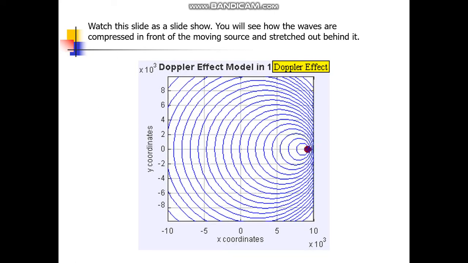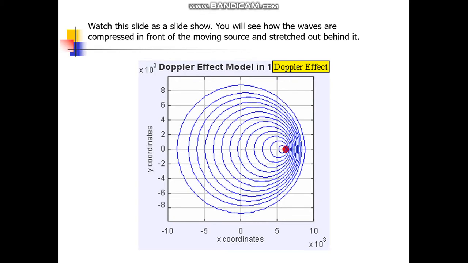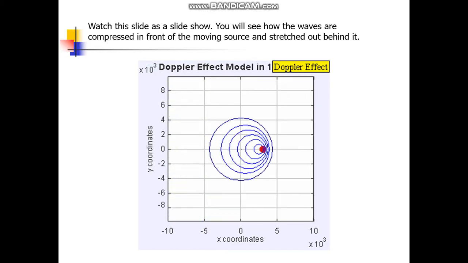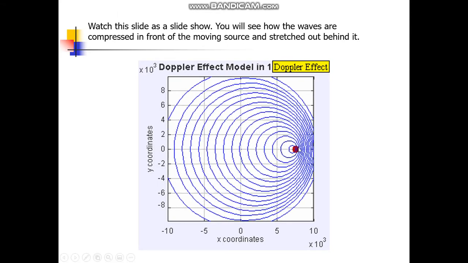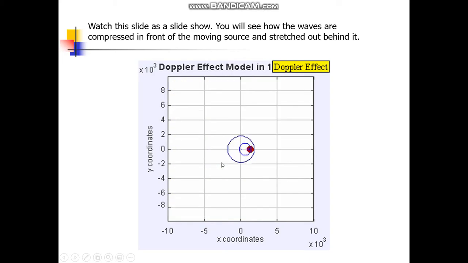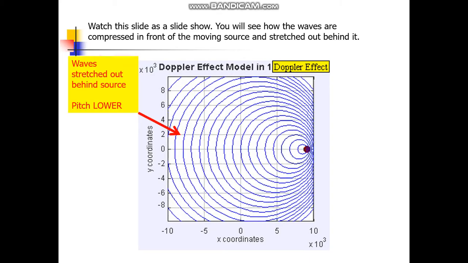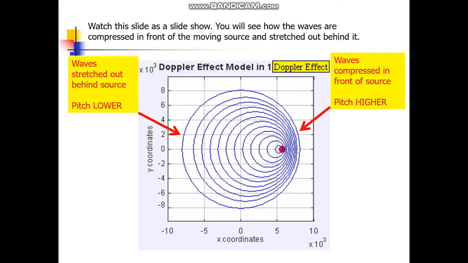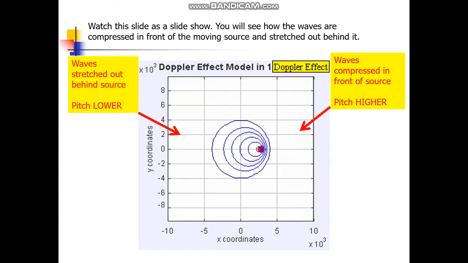This is another GIF which shows you the same thing, just does a little bit more. It doesn't go in both directions, but you can see this object's moving a bit faster. It's getting closer to the waves in front of it, and you can see the waves are nicely stretched out behind it. Now this effect means we can actually use this to do some quite amazing stuff.